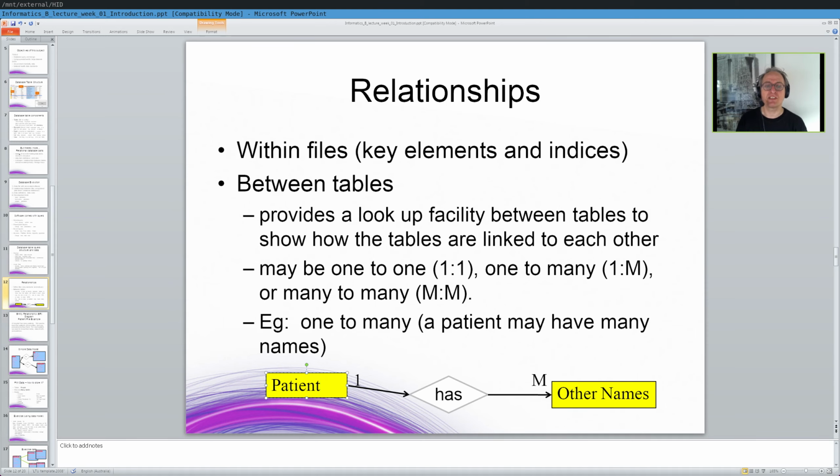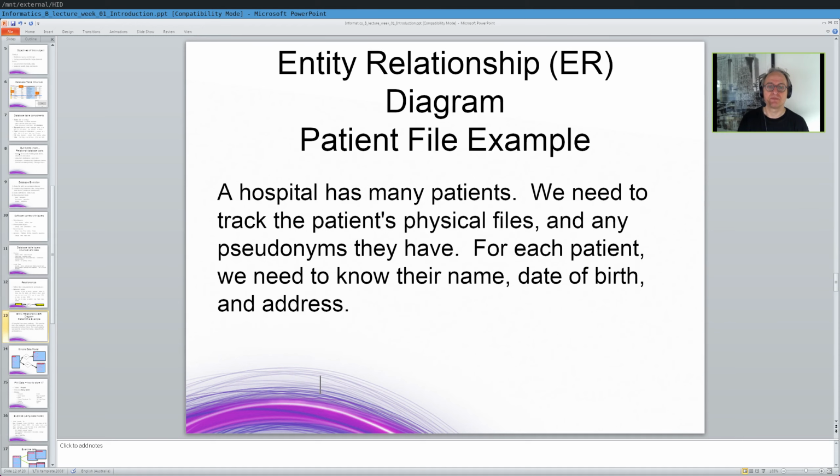So just a little quick glance over relationships. We have these things called the entity relationship diagram. Entity being the tables, relationship being the line between the tables. And here's an example of one.